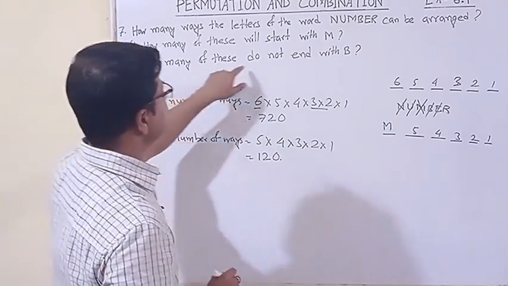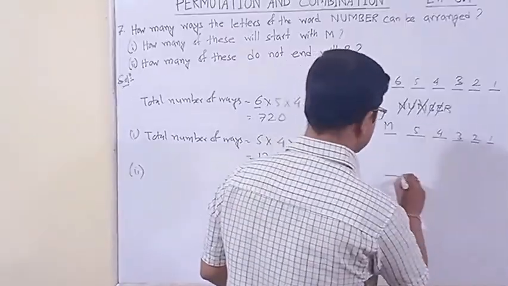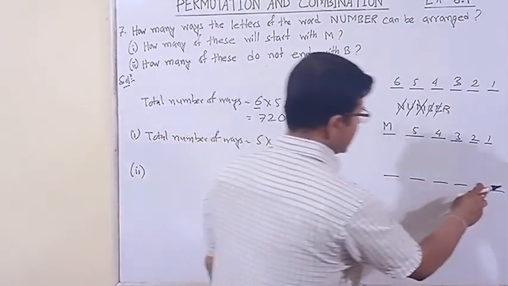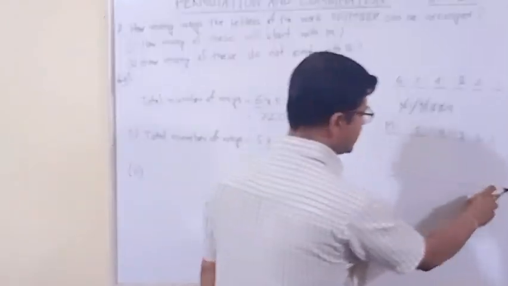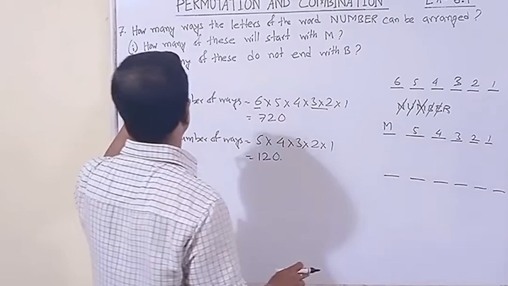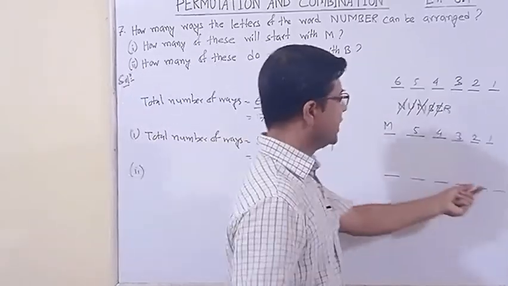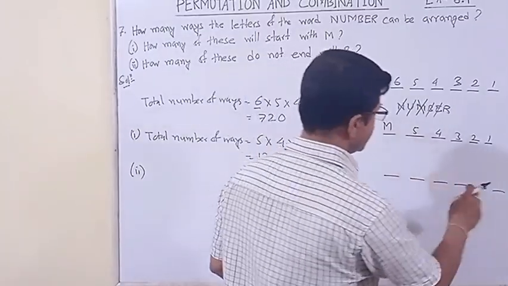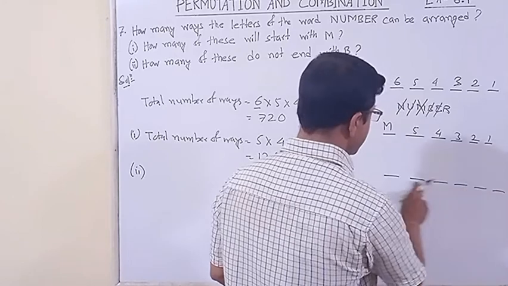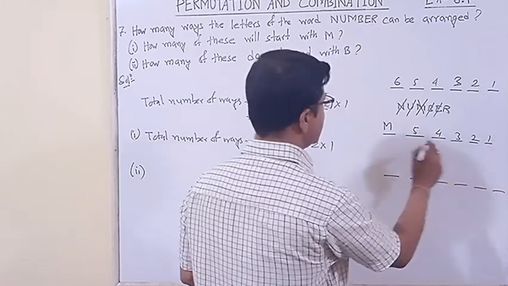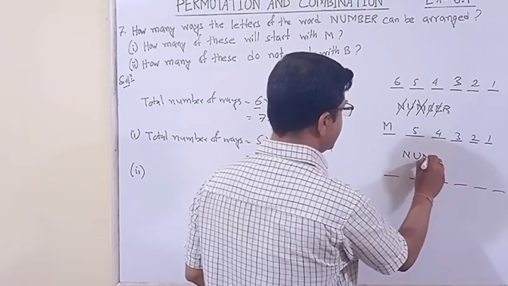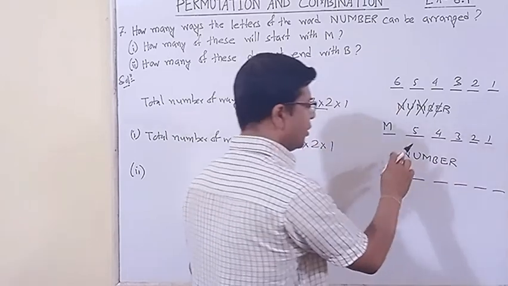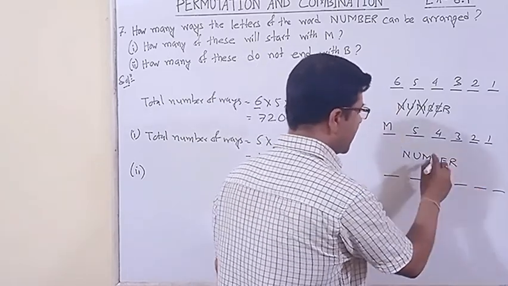Here, how many of these do not end with B? 1 2 3 4 5 6. Here there may be any letter in the last place. The condition is that the ending letter cannot be B, it can be any other except B. B can be anywhere but not here. So again let me write NUMBER. In this place all the letters can be there except B.